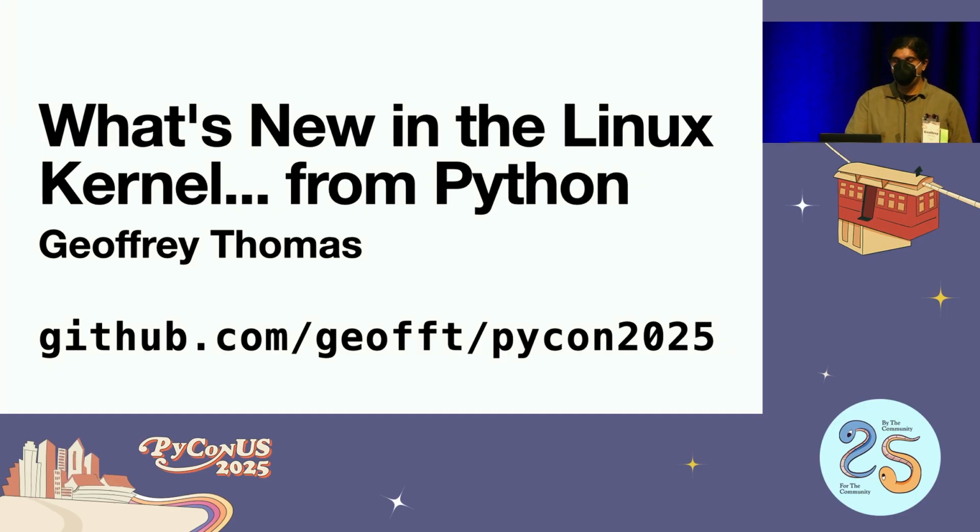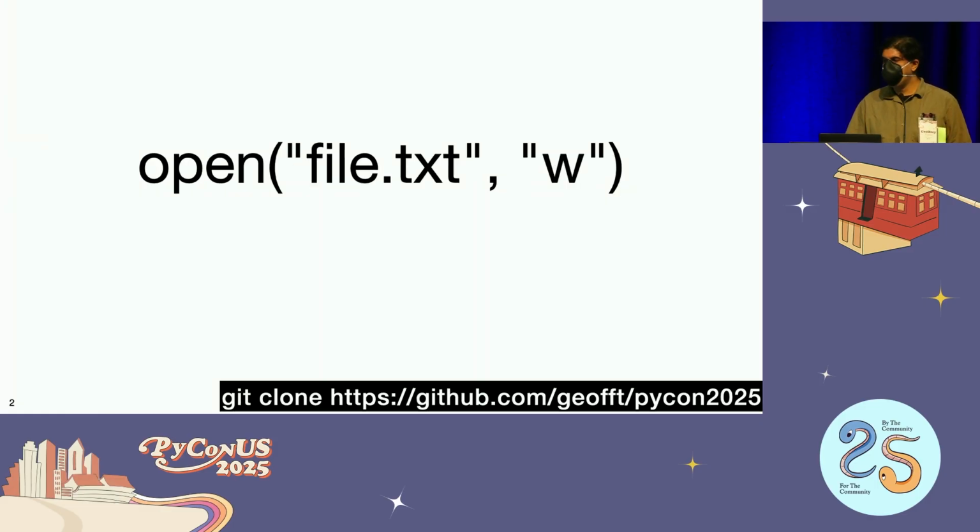So let's dive in. What are these new kernel features, and why would you even want to use them? Let's start here. When you run open file.txt with mode w, as you probably know, this opens a file for writing. If it doesn't exist, it will create it. If it does exist, it will open it and overwrite it. How do you tell which one happened?